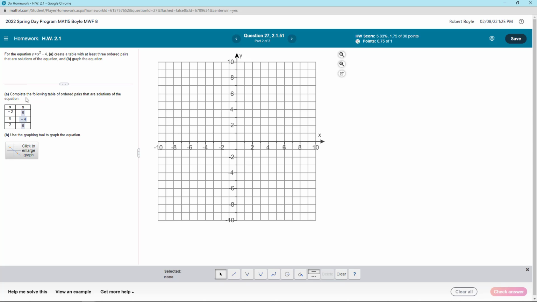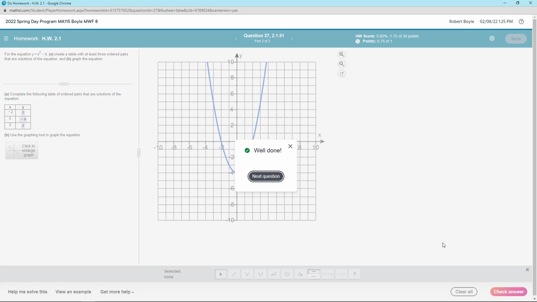So now I'm going to go ahead and plot this function so you can see how the interface works for the entire problem. So I need to plot these 3 points. One is -2, 0. The other one is 0, -4. And once again, remember, I press the quadratic tool, and the last one is 2, 0 right there. Okay, so I've done that. I can click check my answer, and there it is. And that is pretty much how that particular problem works.